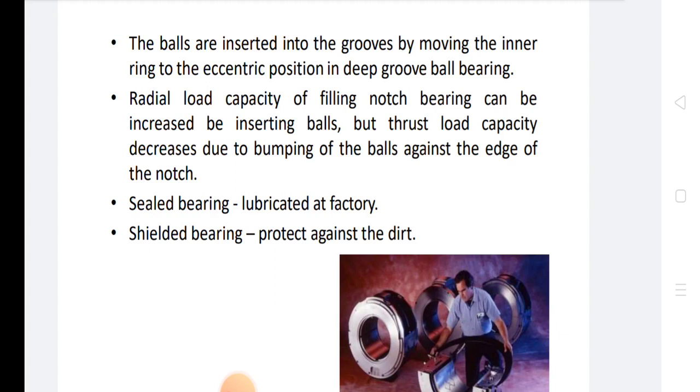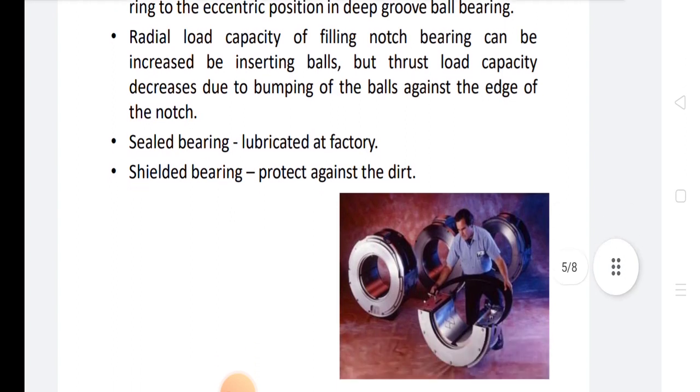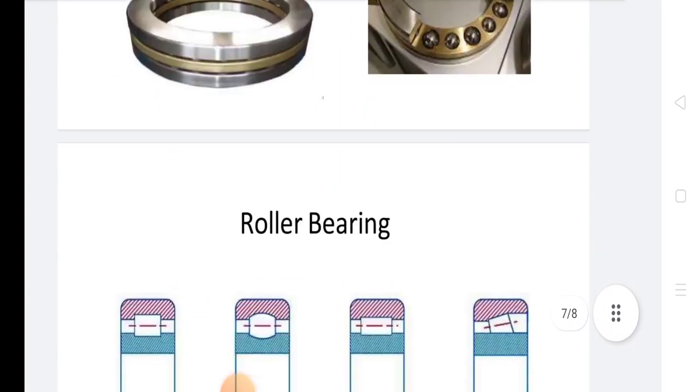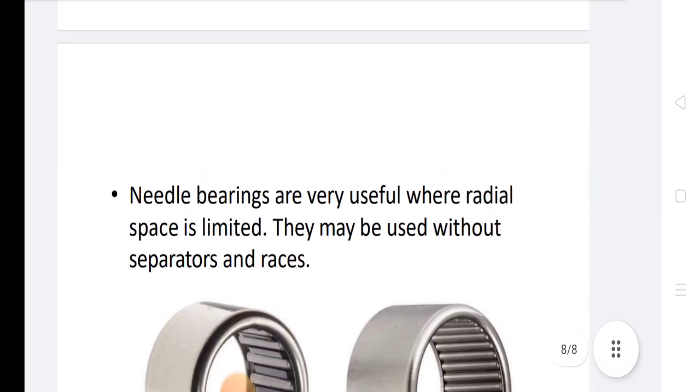In sealed bearing, it is lubricated at the factory. In shielded bearing, it is protected against dirt. The thrust ball bearing is another type of bearing.